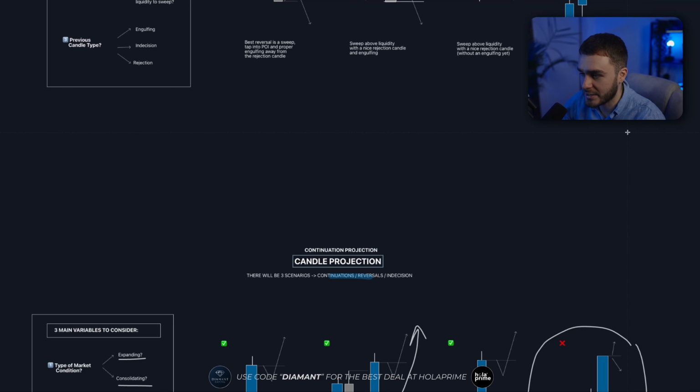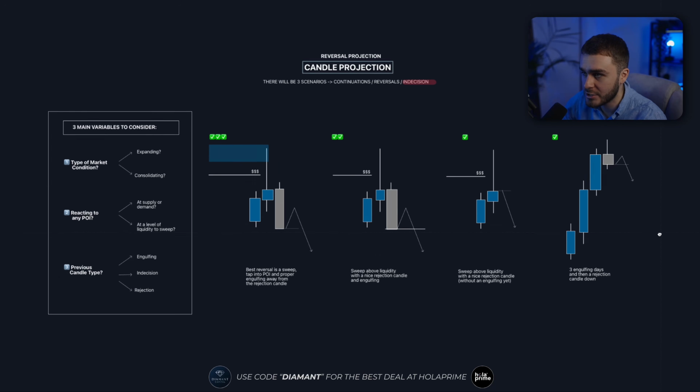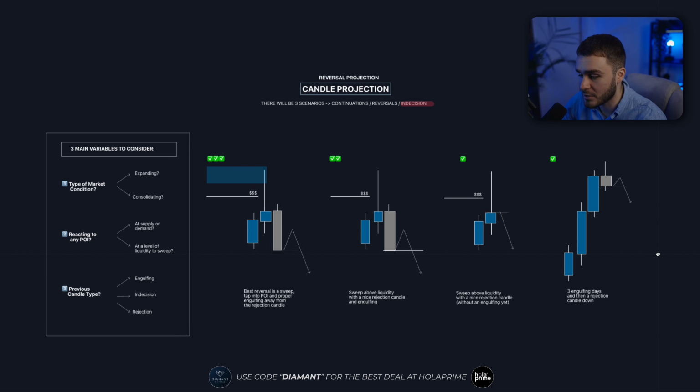Now, on the flip side, we can also see not only continuations, we can also see reversals as well. So we can actually use this in the same type of idea. Starting off from the lowest quality, this is where we get 3 daily candles pushing up, and then eventually price has this little rejection candle and we expect price to move downwards. The other example is where we sweep liquidity. Price has a lovely rejection and we expect something like this.